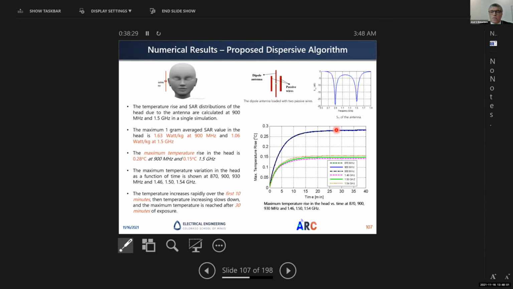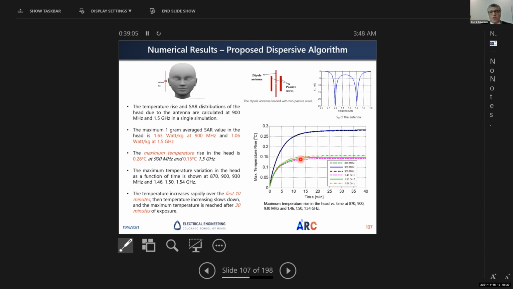basically, you can see those 3 curves here are centered at 900 megahertz and plus or minus 5 or 10% of the frequency. And those 3 lines here represent the temperature rise at 1.5 gigahertz. You can easily see that the temperature rise in terms of centigrade reaches about 0.25 centigrade here and 0.15 centigrade at a higher frequency. At a higher frequency, the penetration of the field inside the human head would be smaller. And basically, the temperature rise also is going to be smaller.